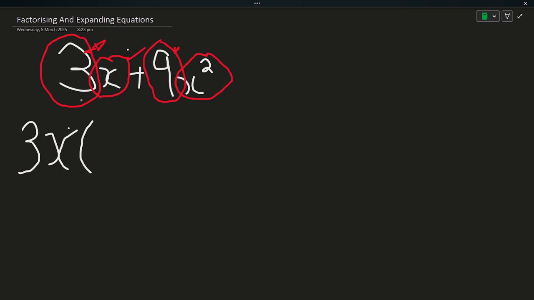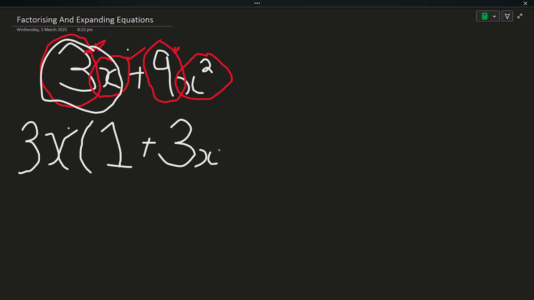Since you already took out 3x, you would have nothing here, but we won't write 0, we'll write 1 because there is something existing there. I guess I'm using the wrong terms for this. So we divided 9 by 3 and got 3, and we took out x from x squared, we get x. So your answer is 3x bracket 1 plus 3x.